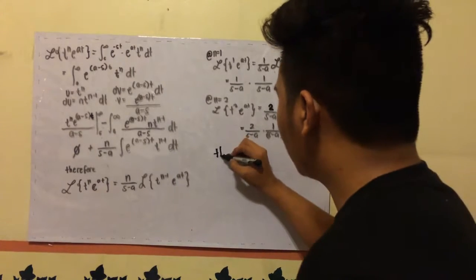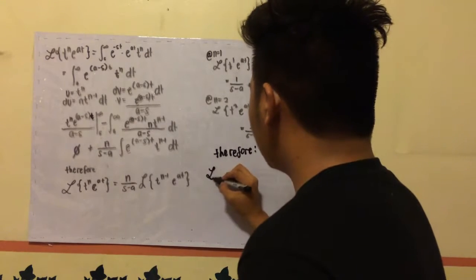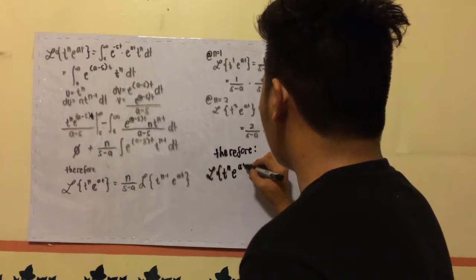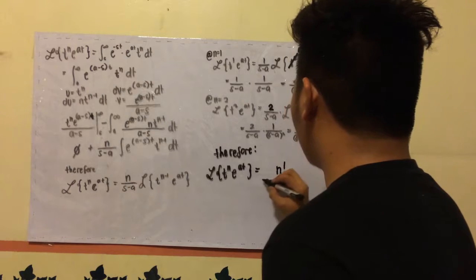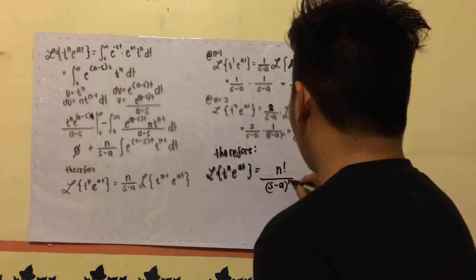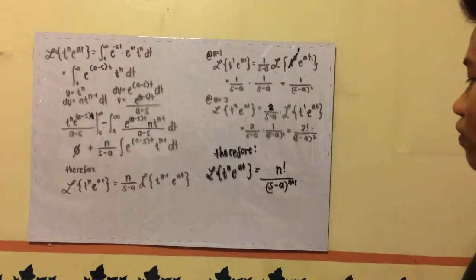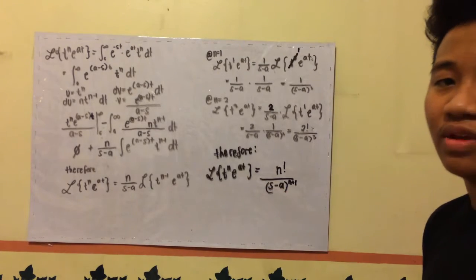So therefore, we can conclude that the Laplace of t raised to n e raised to at is equivalent to n factorial over (s minus a) raised to n plus 1. So that is the equivalent of t raised to n e raised to at in the complex frequency function.